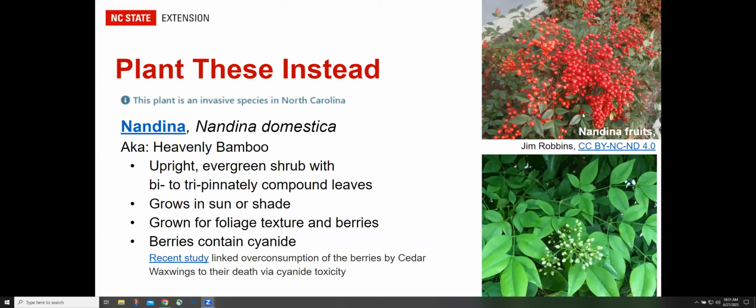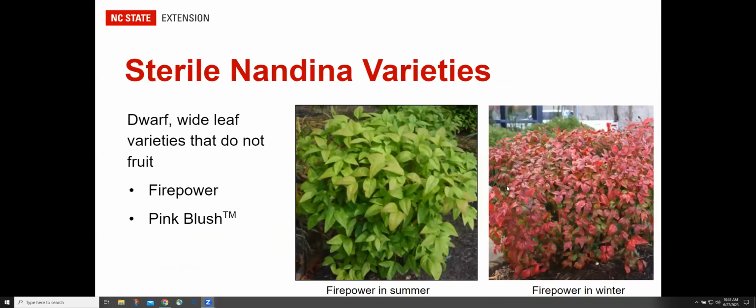You can see where they're narrower and have a finer texture. These don't bloom at all. They don't produce any berries. In the summer, they tend to have this kind of lime green color, and in the winter, they can turn quite striking crimson colors. So this one, especially if you need something short, is a very reliable one, and there's no concern about it producing berries and being invasive.